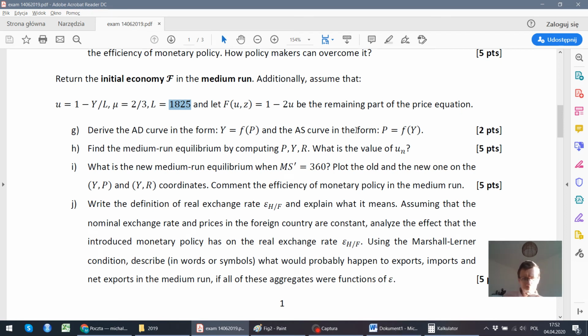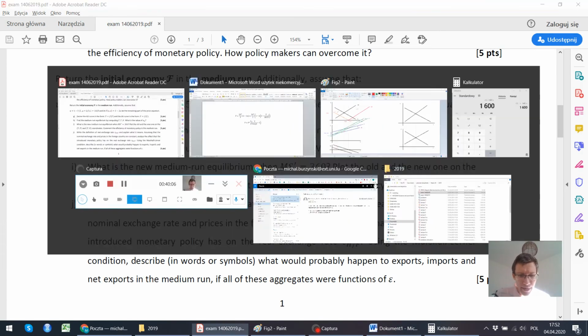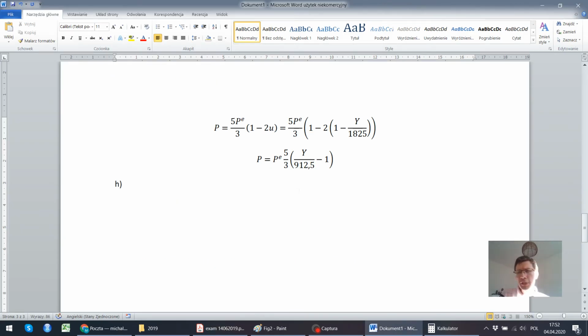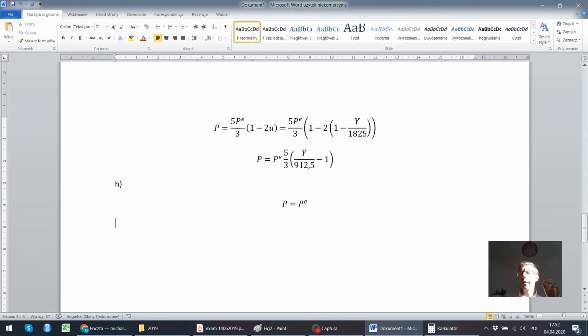And for this, there are 2 points. Find the medium run equilibrium by computing the equilibrium prices, output, and the interest rate. And what is the value of the u_n, which is the natural level of unemployment? So this is what? And what is the condition for the medium run equilibrium? Well, you know it perfectly. It's P equal to P expected, so that individuals do not make errors in expecting the actual price level in the medium run.